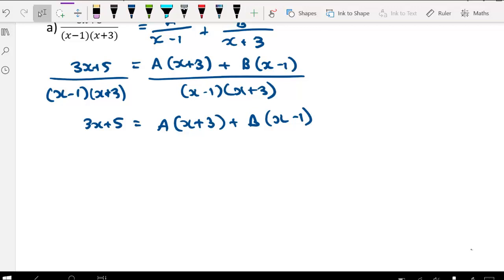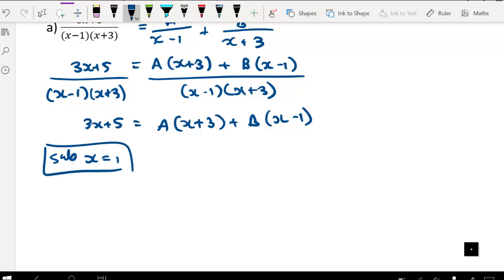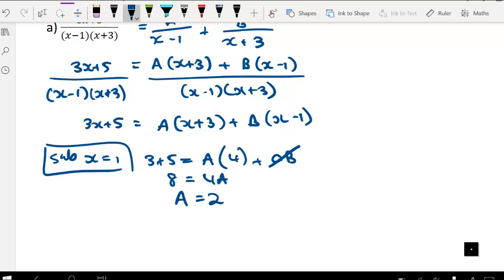So the easiest way to do this, I know that if I sub in x equals 1, then this bracket will be equal to 0. So when I sub in x equals 1, I've got 3 plus 5. I've got A lots of 1 plus 3, which is 4. And I've got 0 lots of B, so I can get rid of that. So now I know that 8 is equal to 4A, and therefore A is equal to 2.